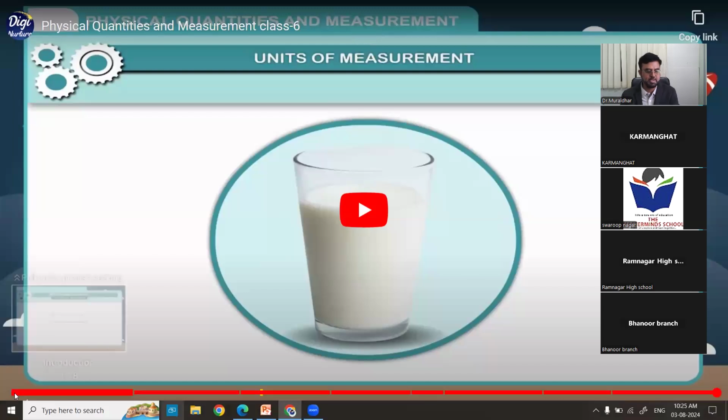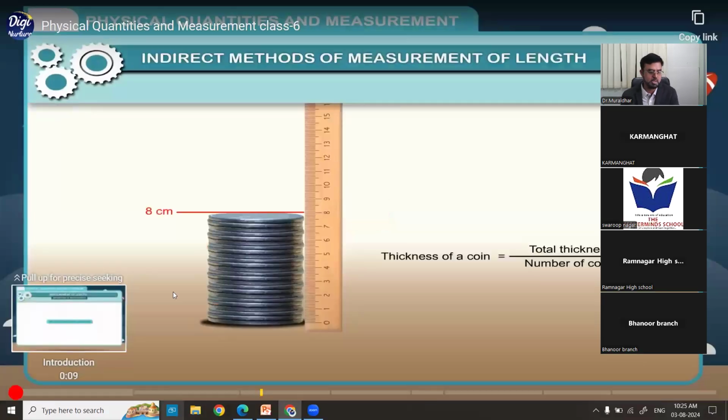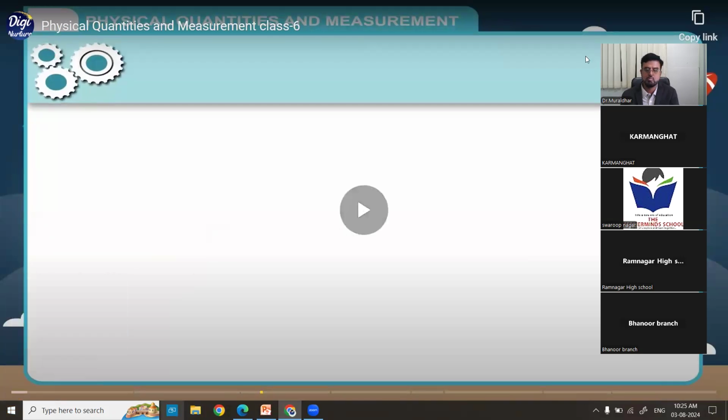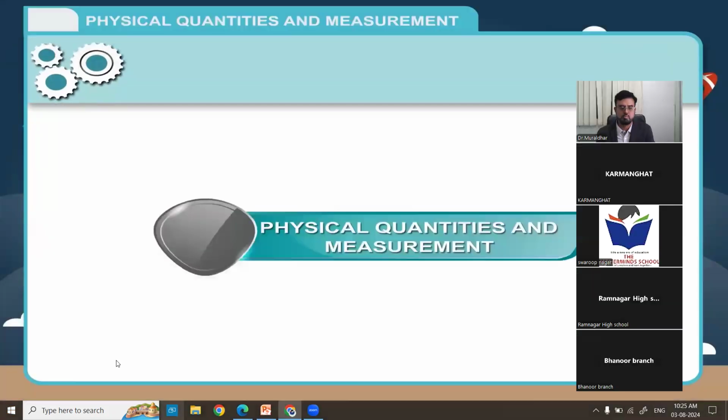Hope you all understood. So, physical quantities and measurement.